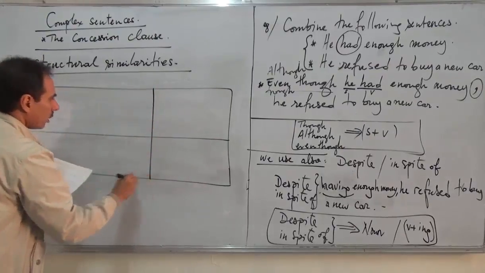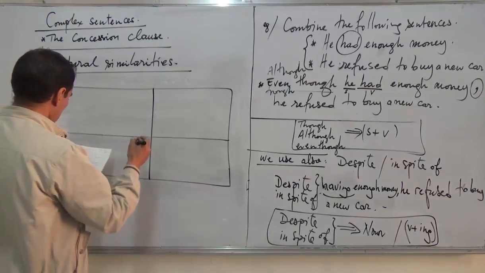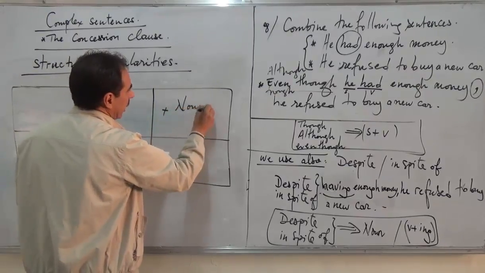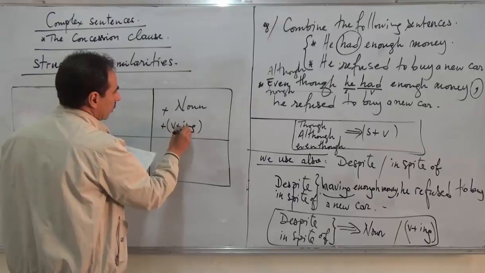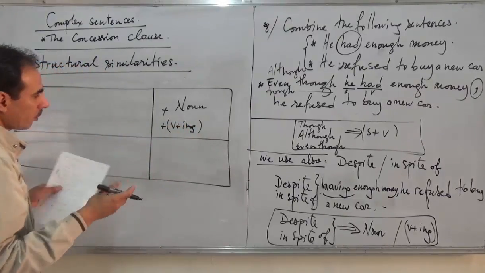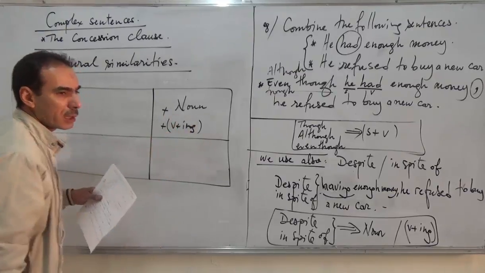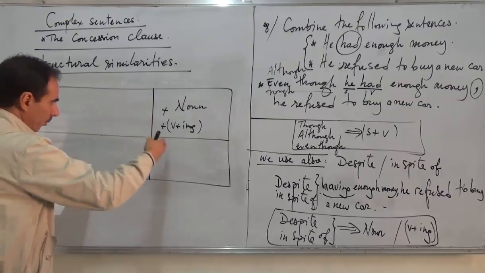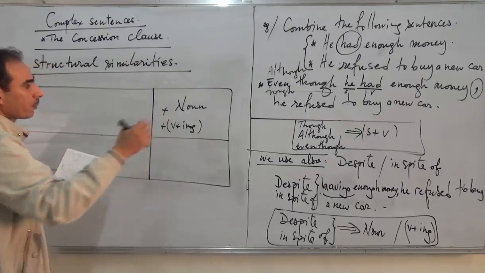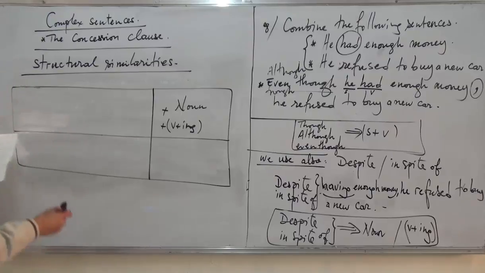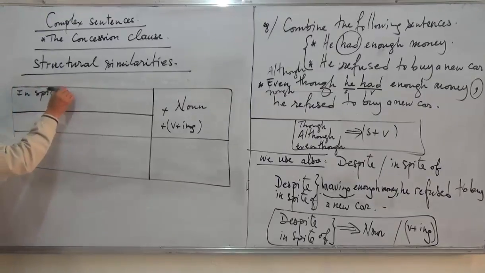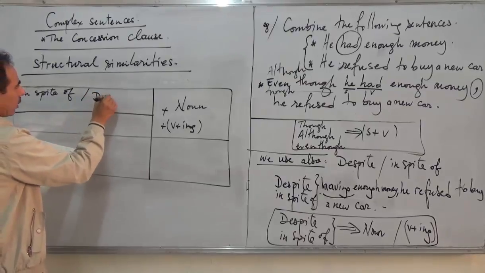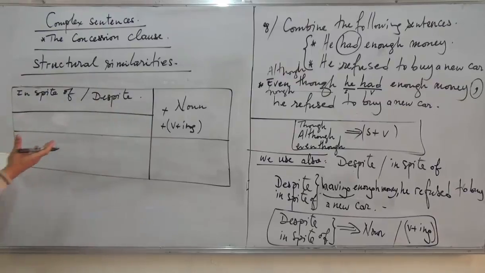Okay, here. Plus noun or plus verb plus ing, which is called gerund. This is the present participle, but we don't call it participle unless it is used with an auxiliary. So here it could be verb plus ing, could be a noun, could be an adjective or a gerund. So here, for concession, in spite of, or despite. So what is similar to this?